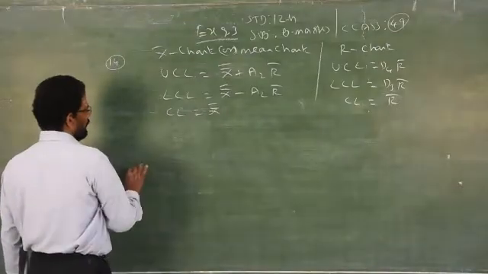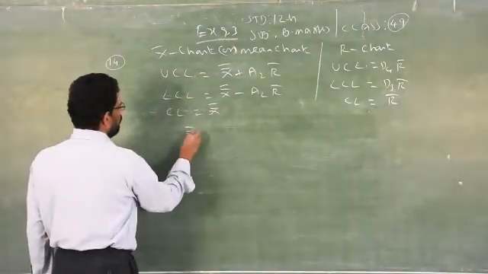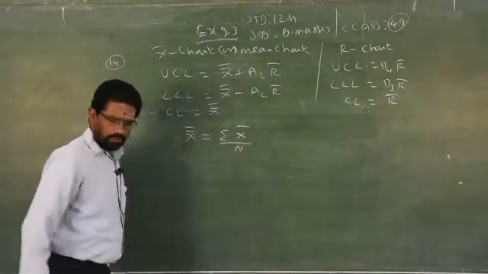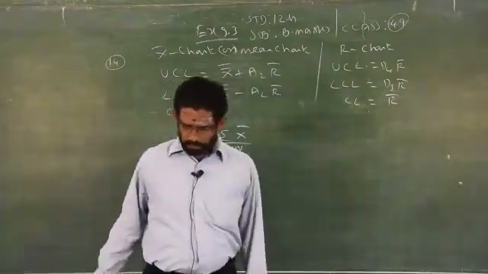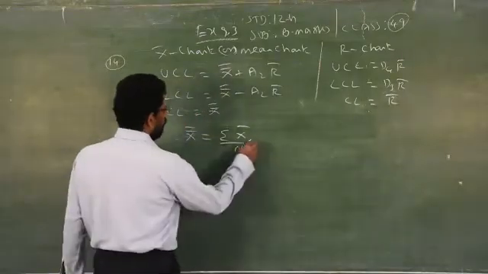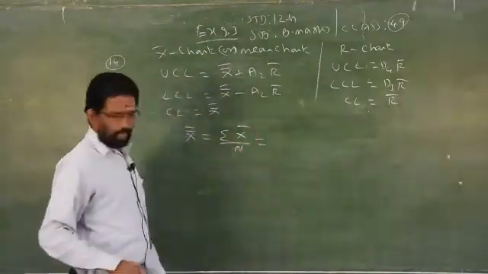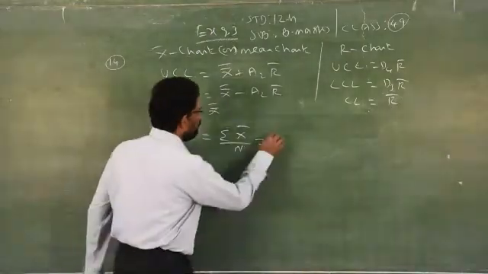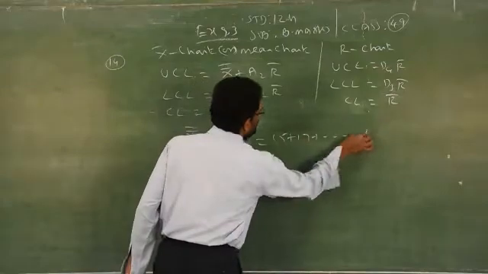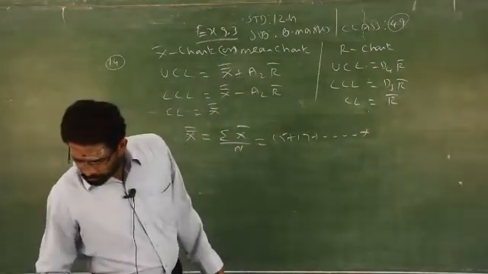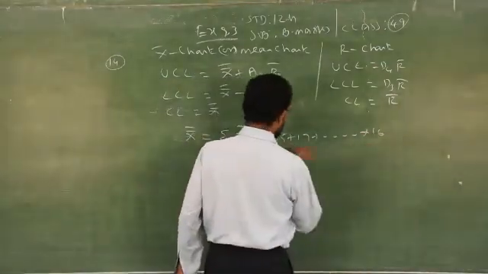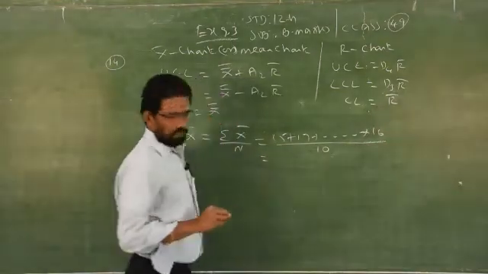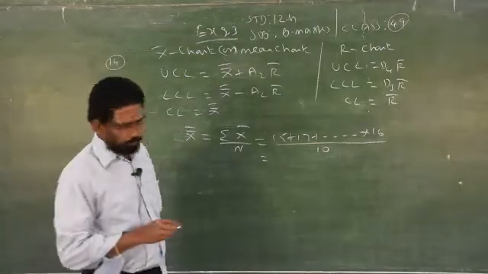It is given sample number. I am writing straight away x double bar. The formula is summation x bar by N. Summation x bar by N, that is, you have to add all the x bar values: 15 plus 17 plus so on. What is the last value? 16, divided by 10. So what will be the answer? Your answer is 16.2.